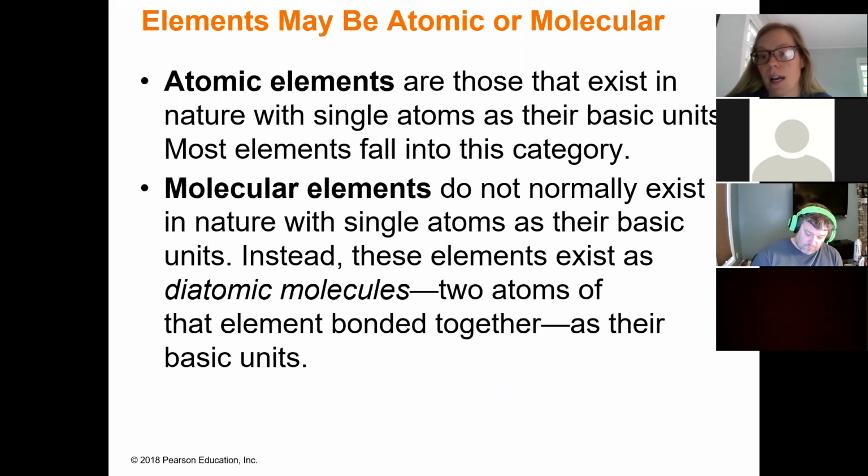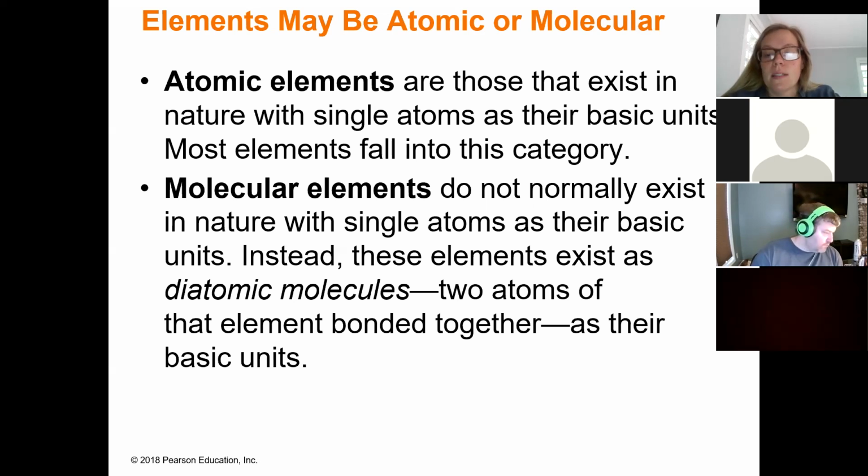Most of the elements on the periodic chart fall into this. So aluminum is just a series of aluminum atoms as their base unit. A molecular element, on the other hand, which is sometimes called a diatomic molecule, doesn't normally exist in nature as single atoms as the base unit. Instead, they form what's known as a diatomic molecule, where two of them will bond to each other, and that will be the base unit.